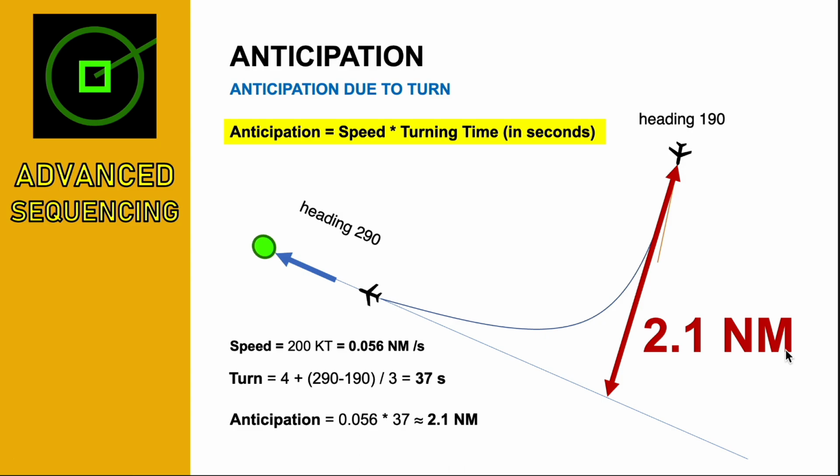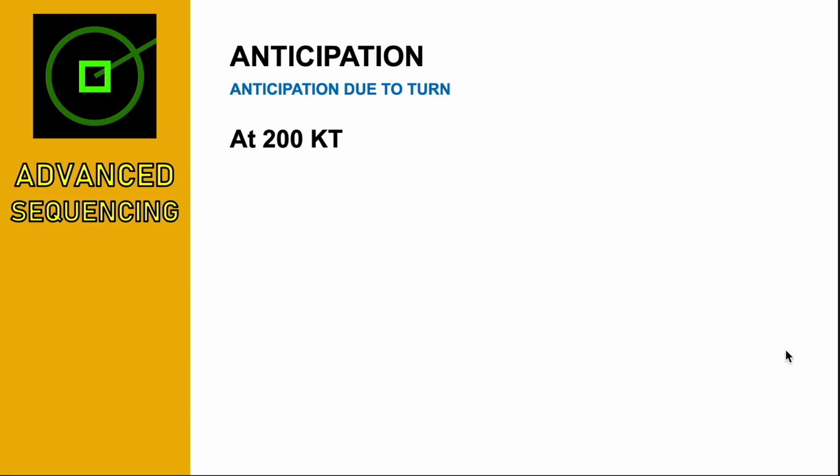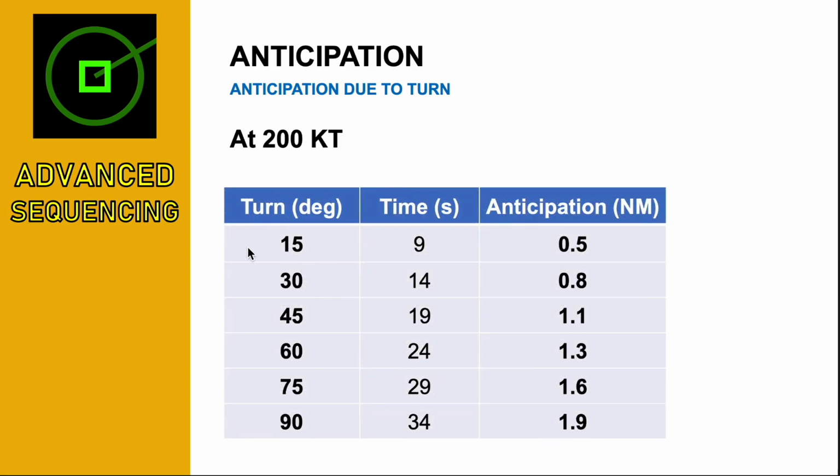But of course, you don't need to calculate this every time that you're controlling. So the quick reference for 200 knots is when you need to do a 15-degree turn, the anticipation is half a mile. Usually for a 90-degree turn, it's going to be 2 nautical miles. So when you need to do a complete turn, the distance between this radial and this radial needs to be at least 4 nautical miles in order to make sure that when the traffic turns, it's not going to overpass the radial.